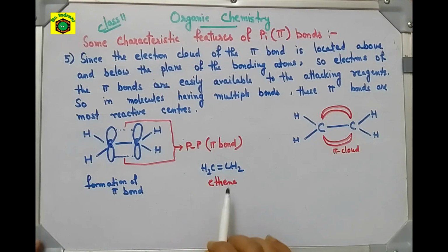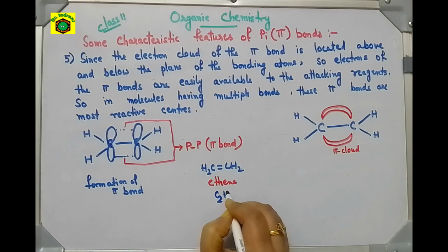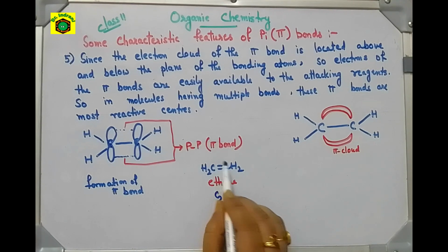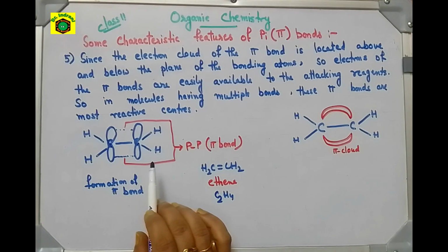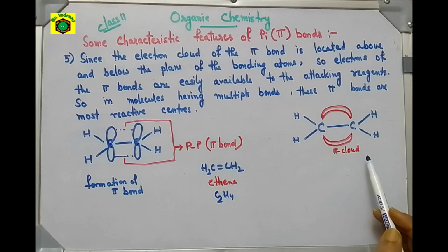Now see, this is ethene molecule. Ethene means C2H4. This is structure, CH2 double bond CH2. So ethene is having one sigma bond and one pi bond. This is orbital picture of ethene showing formation of pi bond, and this is showing pi electron cloud.